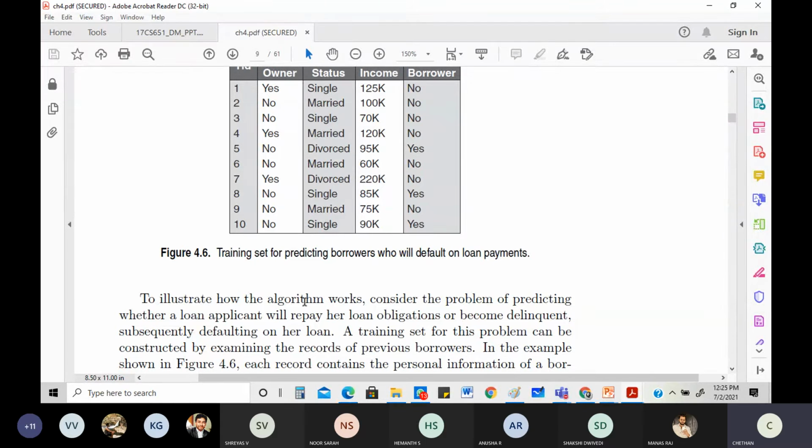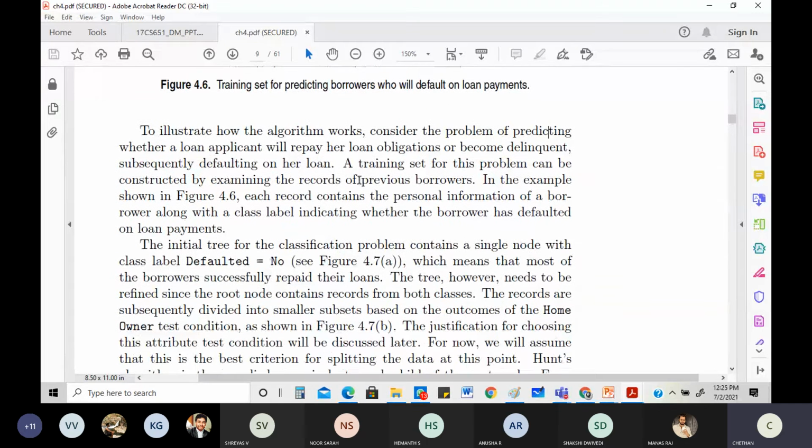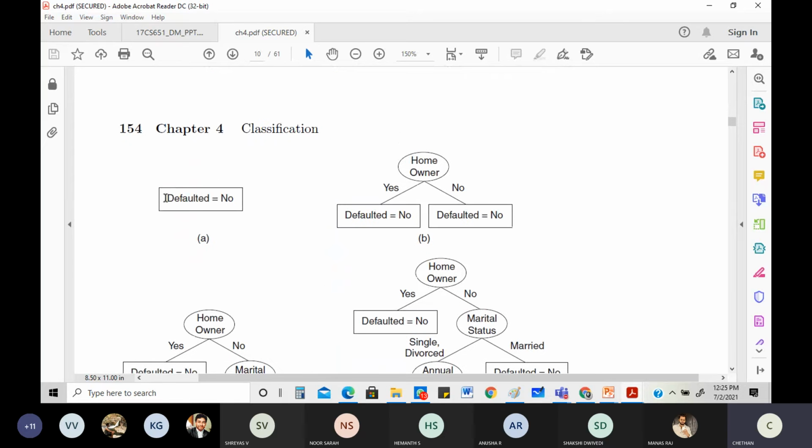Okay, next. So what is the way you need to do this? Very simple example, we are going to take the same old example. So initially, see this, the initial tree for the classification problem, what does it contain? It contains a single node. What is that single node? With the label defaulted equal to no. So the first thing you are going to look for here is whether the defaulted is yes or no. We are going to say no, because by default we are saying that people will repay their loans. We are hoping and thinking that the majority of them will be repaying that loan. So you're going to start with defaulted equal to no.